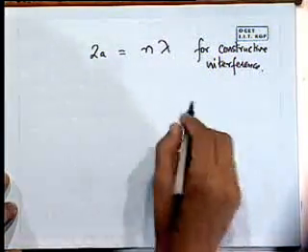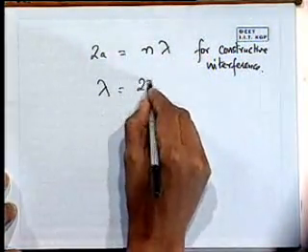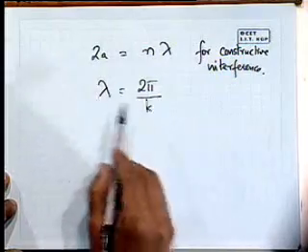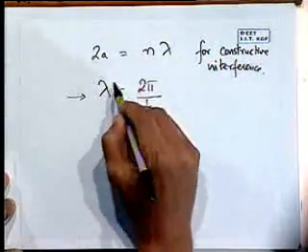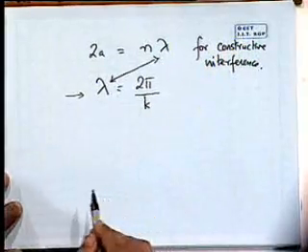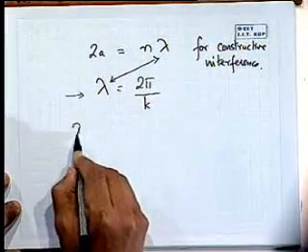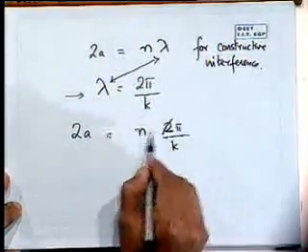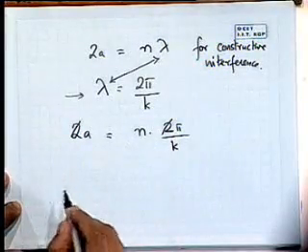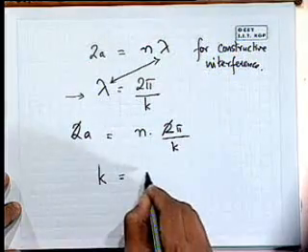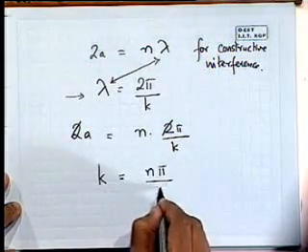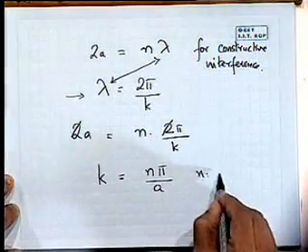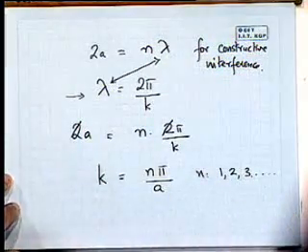Now, I can make a substitution. I know that lambda is equal to 2 pi by k. We had written it earlier as k is equal to 2 pi by lambda. It's the same thing. So I can make a substitution into the previous equation for lambda. Doing that, we get 2a is equal to n times 2 pi by k, which we can rewrite in terms of k as k is equal to n pi by a. All right? Where n is simply a set of integers 1, 2, 3, and so on.